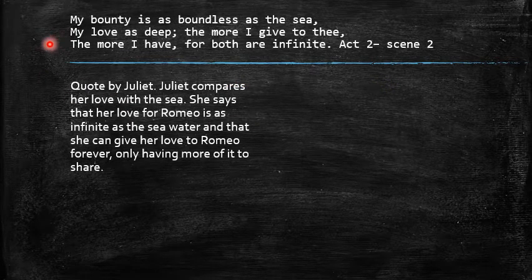This is another quote by Juliet from Act 2, Scene 2. She says, "My bounty is as boundless as the sea, my love as deep. The more I give to thee, the more I have, for both are infinite." That was the Old English version of what she said, but let's see what she's actually trying to say in this quote. So she compares her love with the sea, and she says that her love for Romeo is as infinite as the sea water, and that she can give her love to Romeo forever, only having more of it to share.